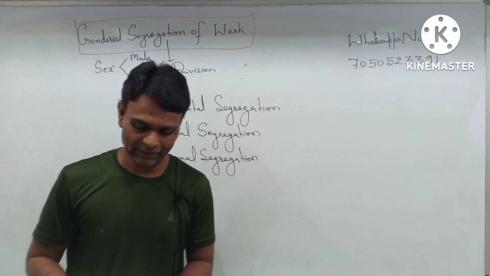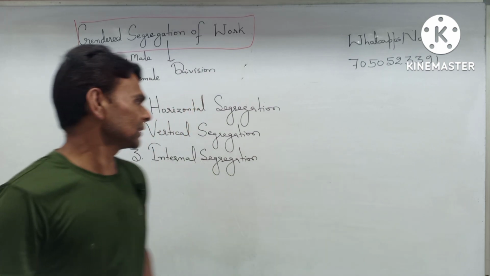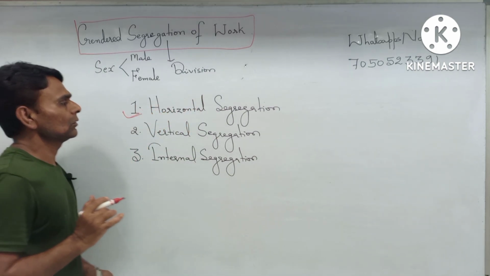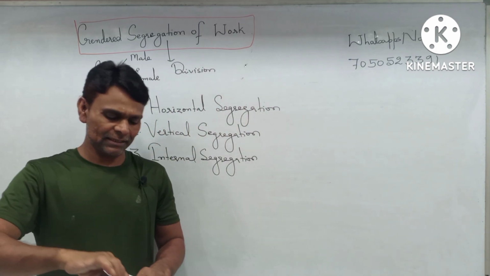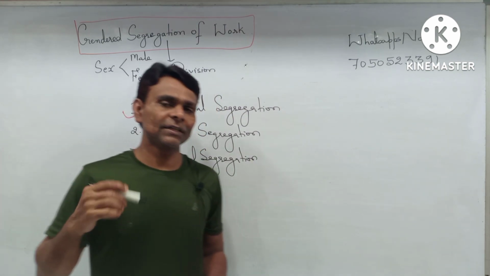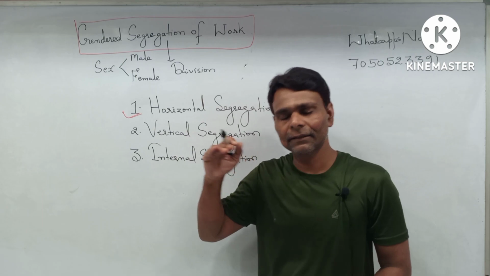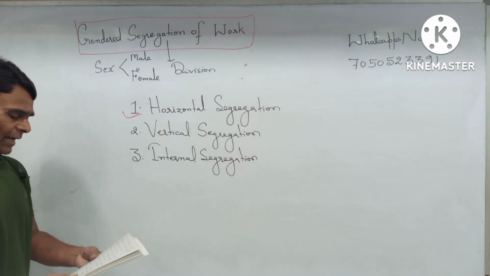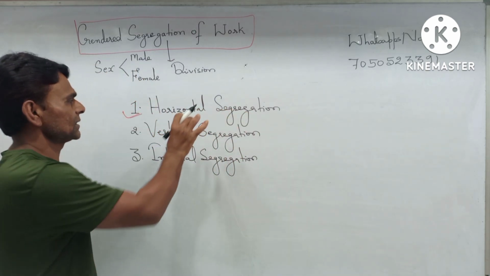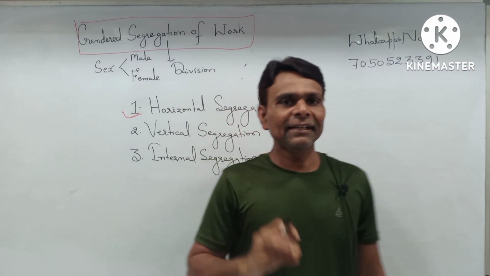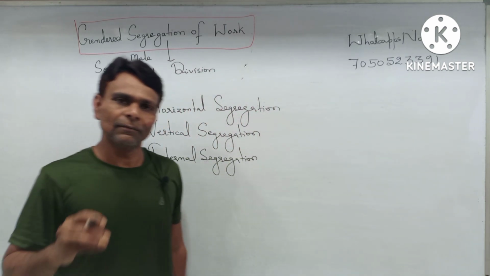First, horizontal segregation. Horizontal segregation means women work in certain occupations in certain industries, and men work in certain other occupations and industries. Here, the division of the labor force between men and women is made on the basis of occupation, and it discriminates between men and women on that basis. Suppose the service sector is dominated by female, whereas the industrial sector is dominated by male counterparts.